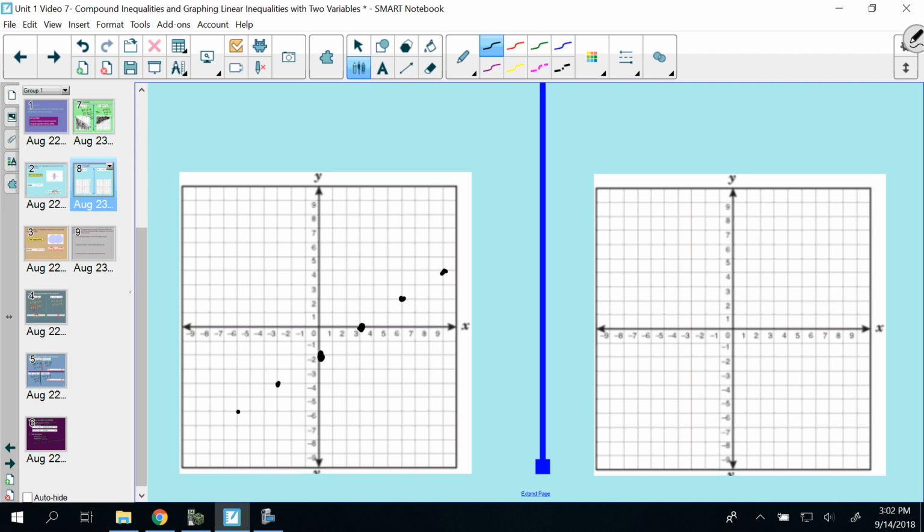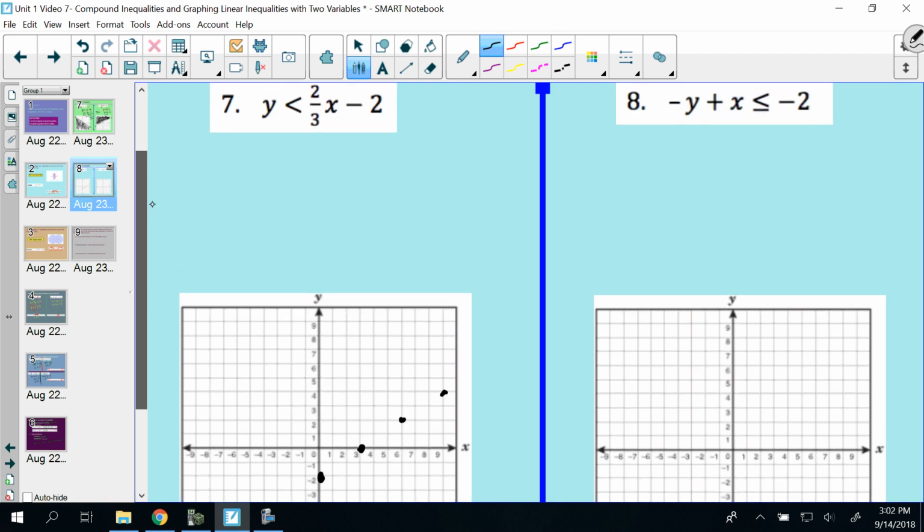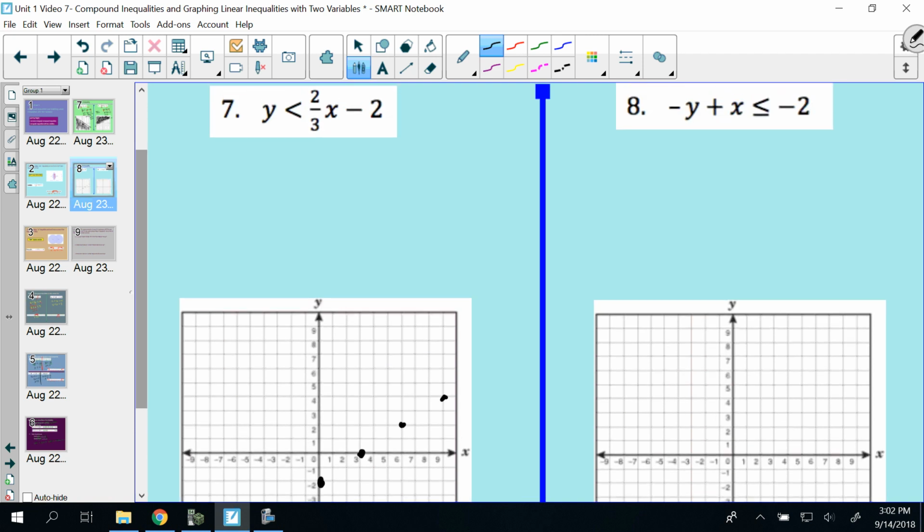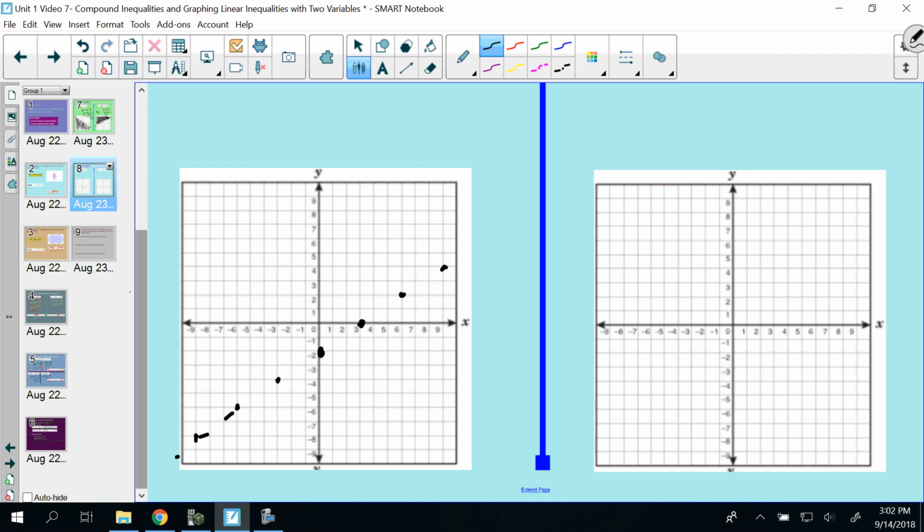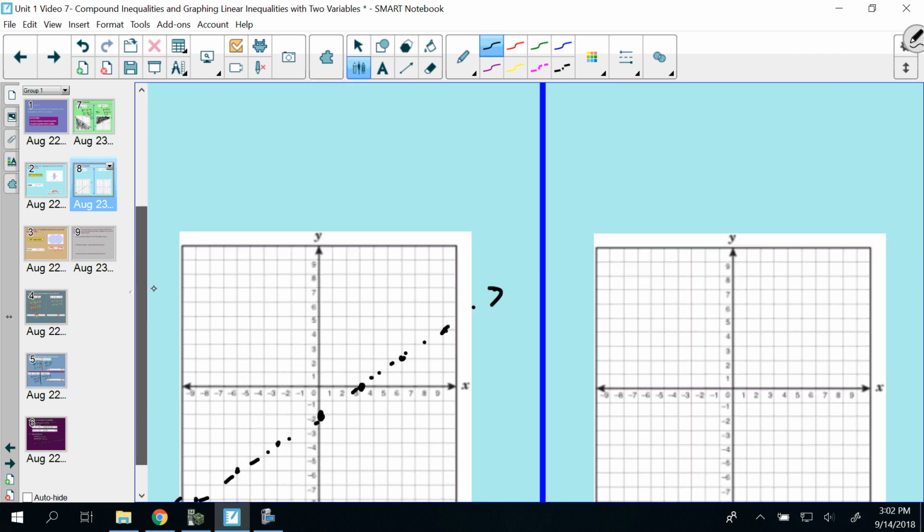Now, once you got your points, decide, and on this one, since it doesn't have the equals to, it should be a dashed or dotted line, so make sure you didn't do a solid line on this one. It's tempting because we're so used to it, but you want dashed or dotted. And then this one is less than.